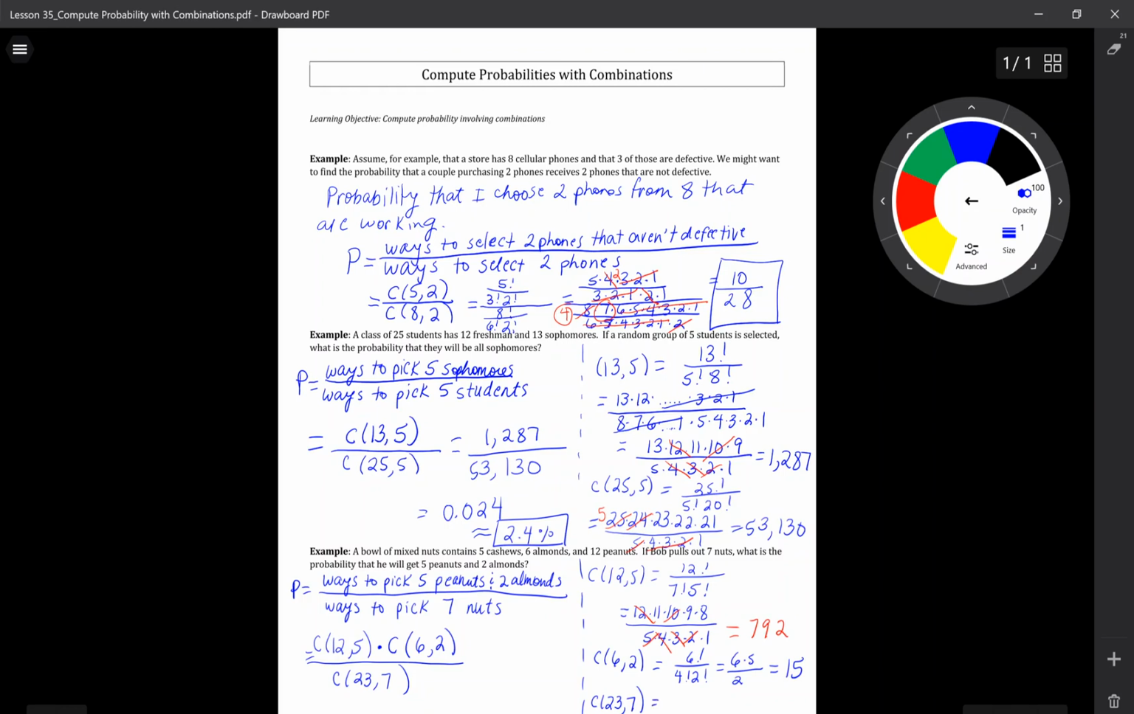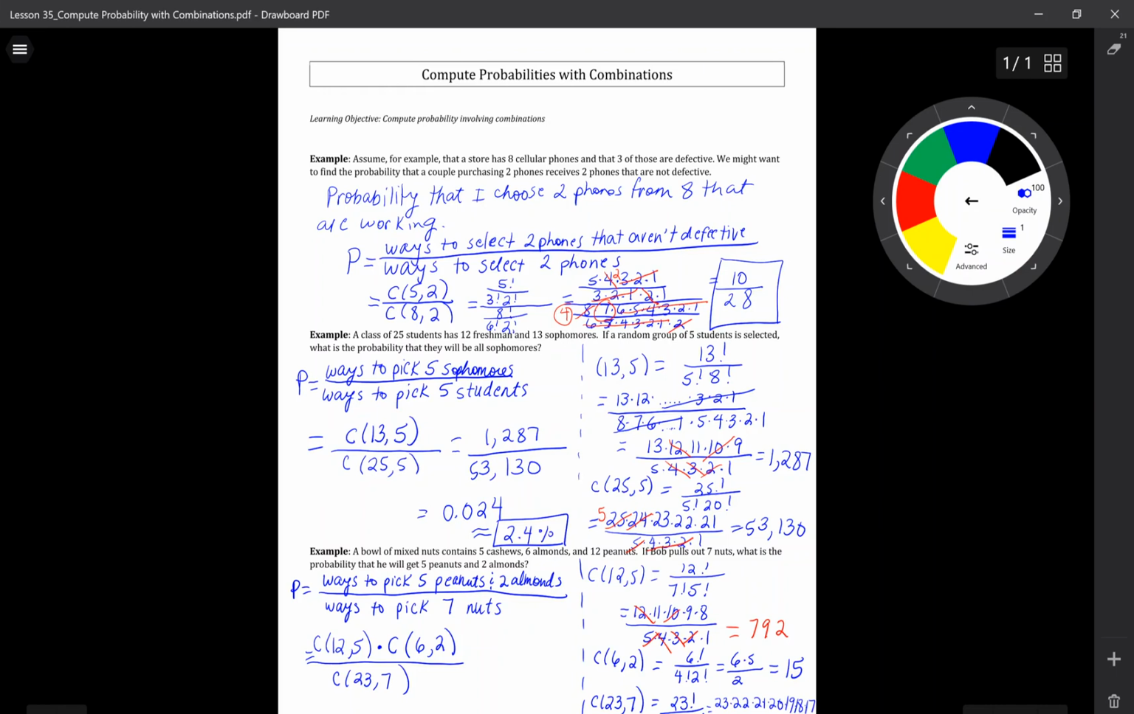This is 23 factorial divided by 7 factorial, 16 factorial. If I cancel out the 16 factorial from the top and the bottom, I'm left with 23 times 22 times 21 times 20 times 19 times 18. Oh, I'm running out of room. Let me rewrite this smaller. 23 times 22 times 21 times 20, 19, 18, 17, over 7 factorial: 7, 6, 5, 4, 3, 2, 1.